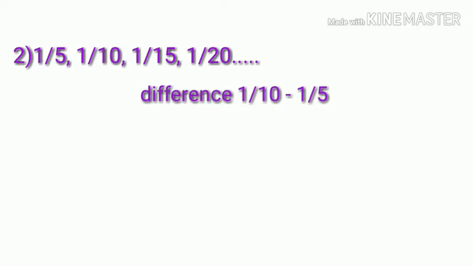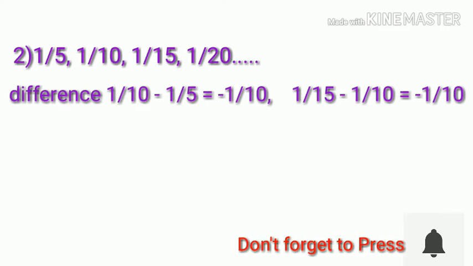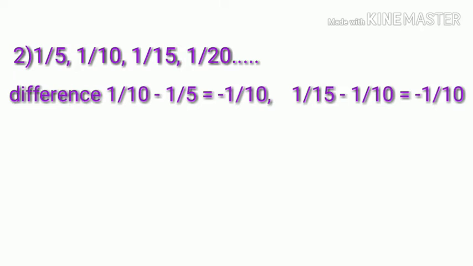In this second example, if you see the difference between the two numbers, let's say 1 upon 10 minus 1 upon 5, you'll get the difference as minus 1 upon 10. Similarly, 1 upon 15 minus 1 upon 10 will give you again minus 1 upon 10, and so on. So if you subtract any two consecutive numbers, the difference would be minus 1 upon 10. Now what you need to remember is you have to subtract the preceding number from the successive number. When you consider 1 upon 5 and 1 upon 10, 1 upon 10 is successive and the number preceding that is 1 upon 5.